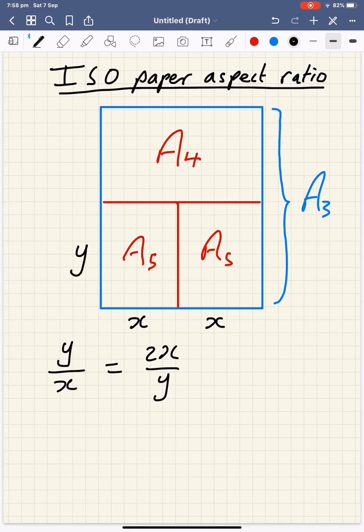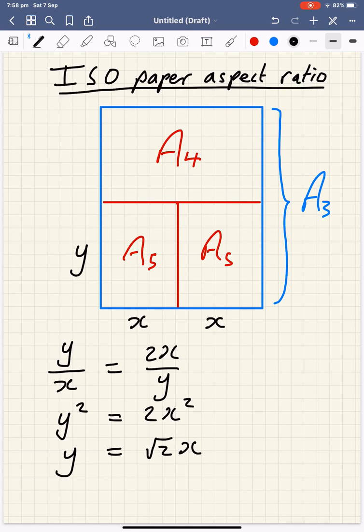And if we look at the algebra of this, we can see this is an equation where we're going to try and make Y the subject and get it in terms of X. So if I multiply both sides by Y, I get Y squared on the left-hand side, and multiply both sides by X, I get 2X squared on the right-hand side. Now if I square root, and notice that both X and Y are positive, I get Y is the positive square root of 2X squared, which will be root 2 X.